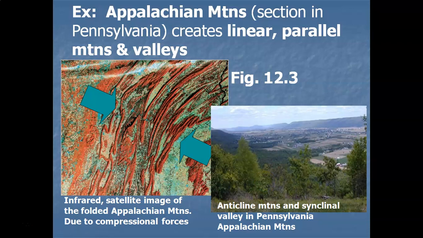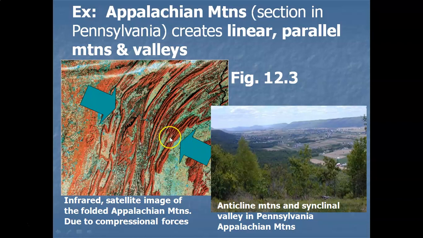Definitely the best example of a folded landscape are the Appalachian Mountains, particularly in Pennsylvania. Now, the Appalachians extend really from New England all the way down to Alabama, but it's particularly the folded section in the state of Pennsylvania. And what you wind up creating are parallel and linear mountains and valleys. Parallel and linear. And so here I've got an example.